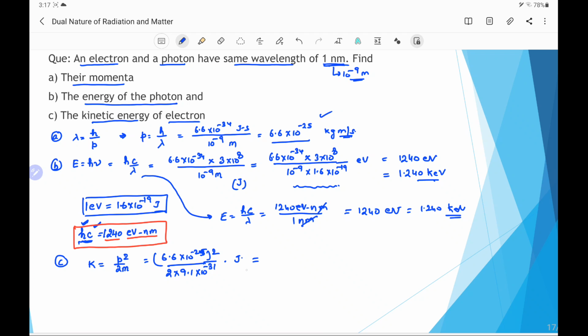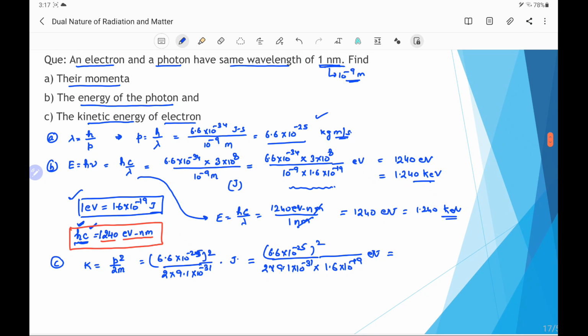So to calculate in electron volt, we have to divide this joule by the conversion factor 1.6 into 10 raised to the power minus 19. So we will have 6.6 into 10 raised to the power minus 25 square divided by 2 into 9.1 into 10 to the power minus 31 into the conversion unit, 1.6 into 10 to the power minus 19. So this much electron volt the kinetic energy will have, and on solving we will get 1.51 electron volt.